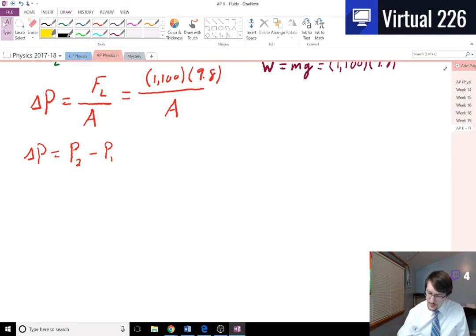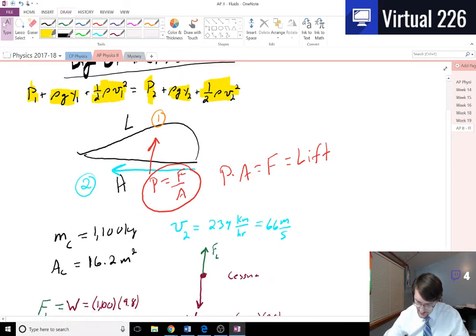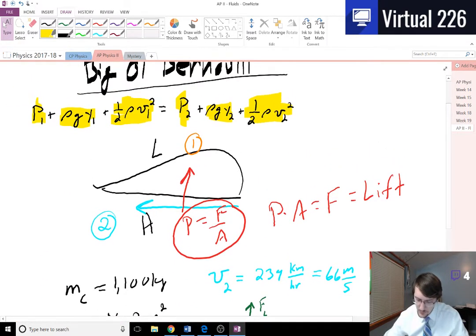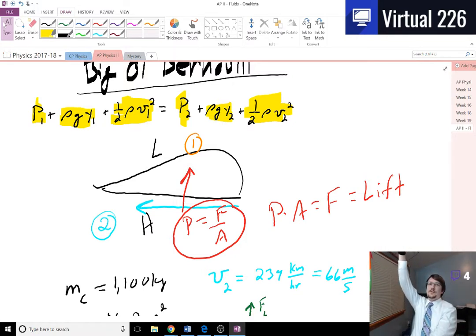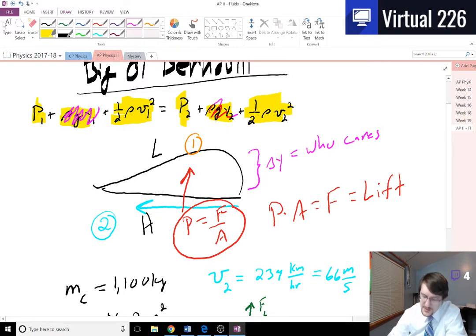So if we want to solve this, we can use Bernoulli's equation. Bernoulli's equation has P2 and P1 in it. And if we look at this equation, what we can get away with here is that these plane wings have some thickness to them, but it's not like 30 feet high, it's not a mile high. What we can say is that this height here, delta H or delta Y, is negligible. It's basically the same. And because of that, let's just wipe these out.